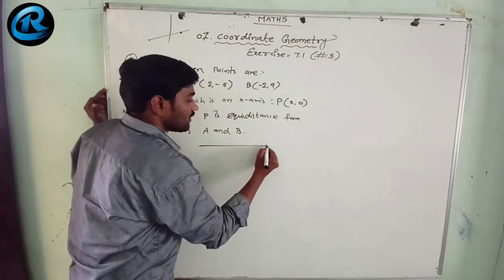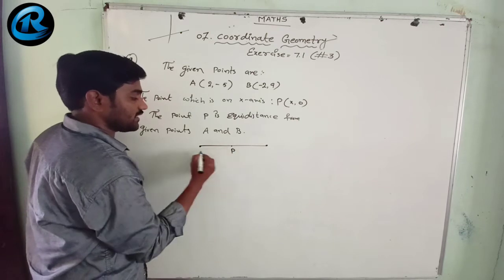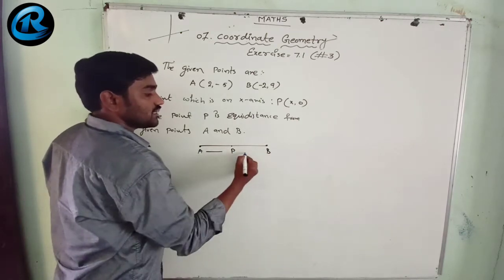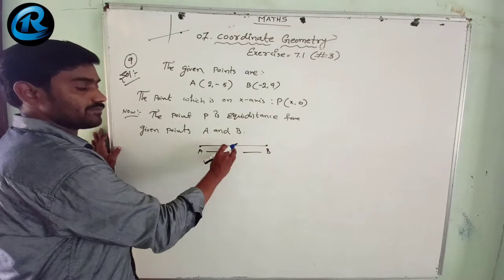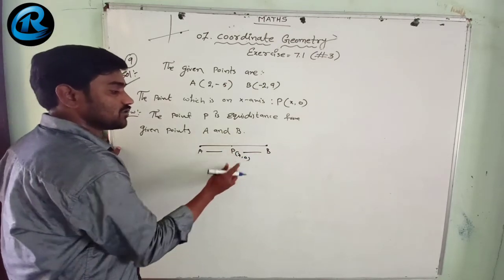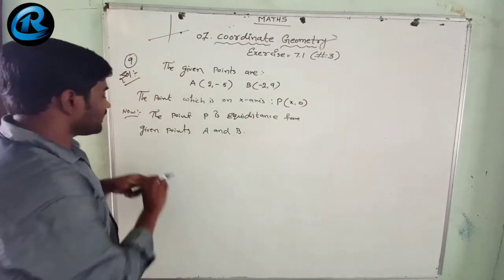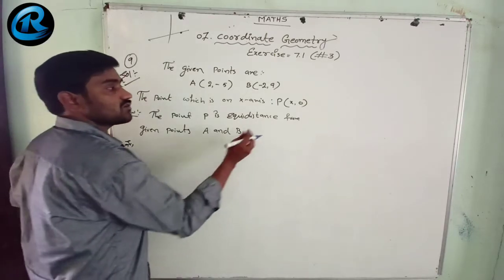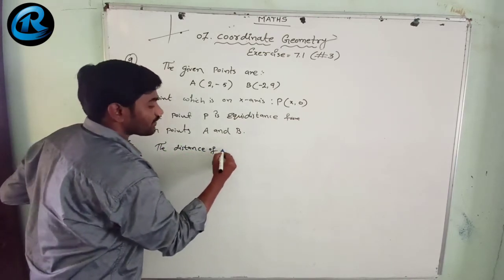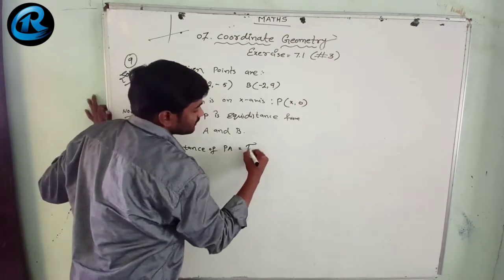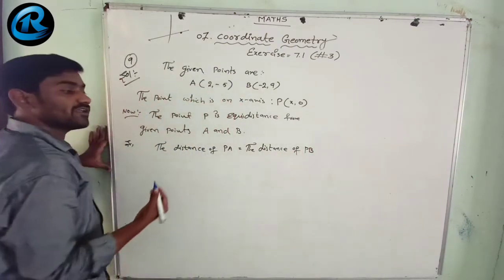Suppose here it is P, and it is A and it is B. AP distance is equal to PB distance, and this is the point P on the x-axis, x comma 0, which is equidistant from points A and B. So we get the distance of PA is equal to the distance of PB.